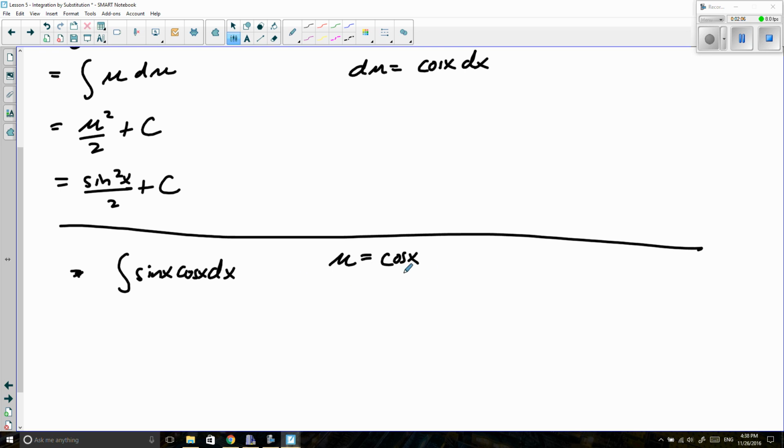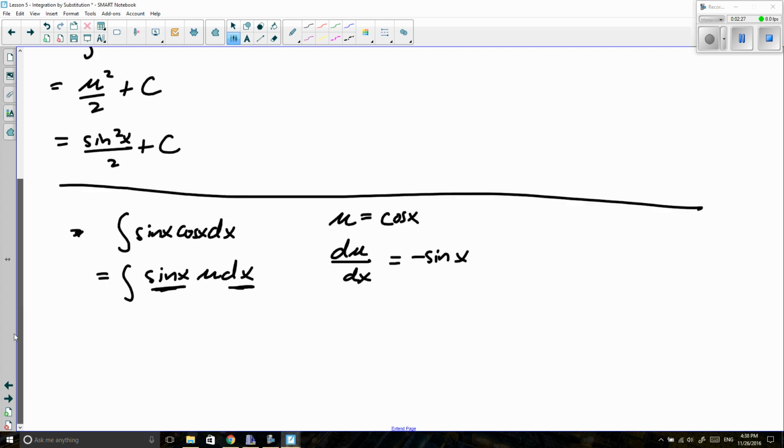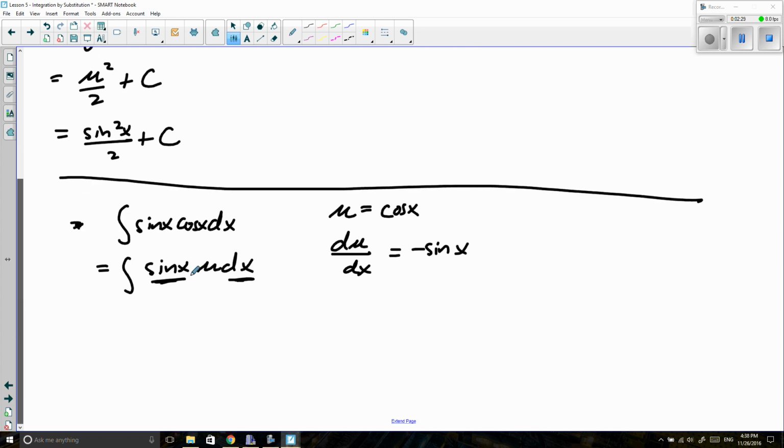So this is what this solution may look like. I'm going to rewrite it as the integral of sine x, cos x is really u, dx. So I somehow need to rewrite sine x dx in terms of u instead. So taking the derivative here, I'm going to get du dx on this side, and then the derivative of cos x is just negative sine x. So I can actually see it here. I can get dx times sine x by taking dx and bringing it to the other side.